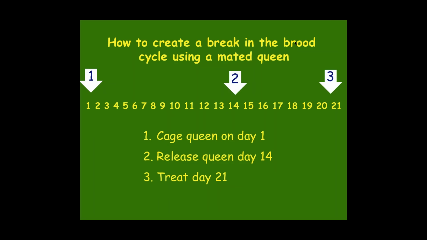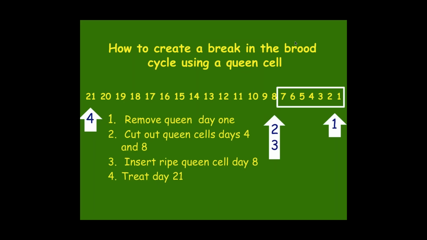The one thing that you need to do if you use this method is on day 4 and day 8, you need to open the colony and check for queen cells, because when you cage the queen, she can't lay. Some of those colonies will start queen cells. So it's a bit of work, but if you want to treat at a time of year when there's normally brood in the colony, it's a way you can do it.